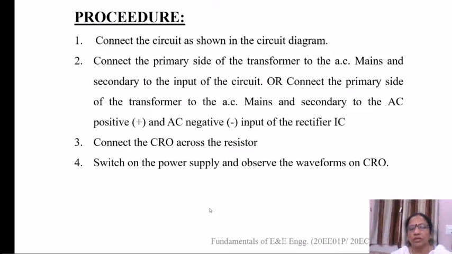So the circuit is connected as shown in the circuit diagram. When diodes are used, 4 diodes are connected in the bridge shape, and when the rectifier IC is used, it is connected such that the secondary of the transformer is connected to the AC positive and AC negative pins of the rectifier IC, and then connect the CRO across the resistor.